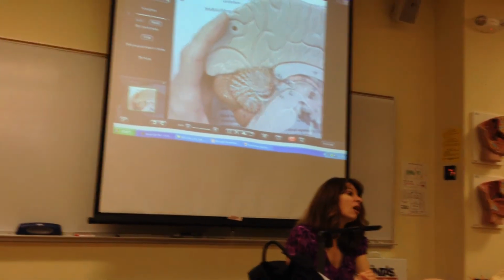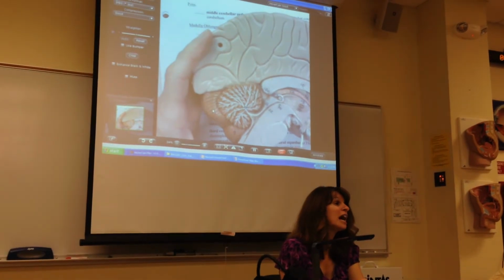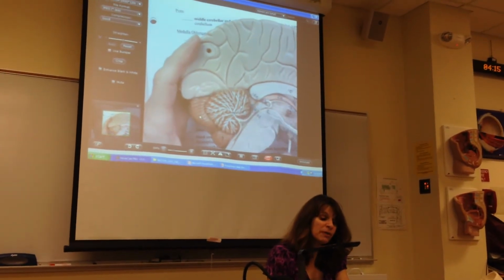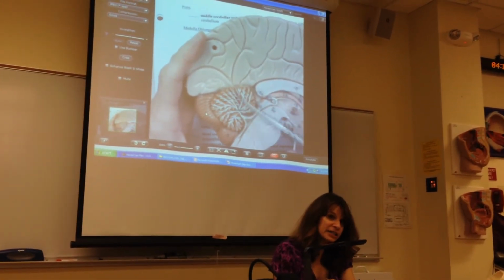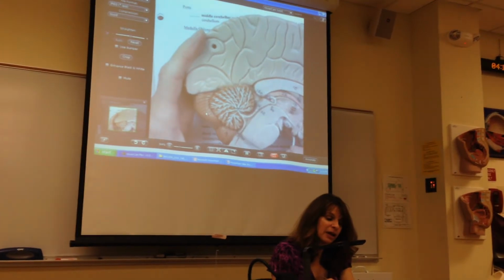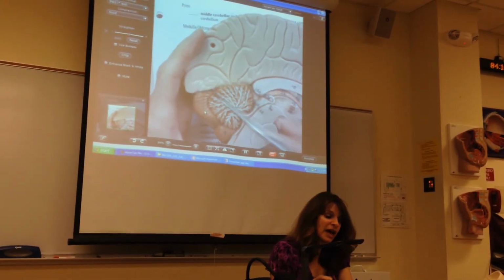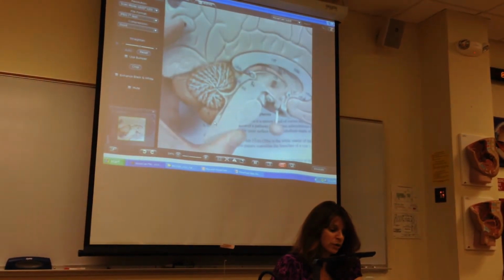The word for tree is arbor, right? Like Arbor Day, you're celebrating the trees, Mother Earth. Árbol in Spanish, right? We say tree. So the arbor vitae is this white matter that extends throughout the cerebellum. The darker beige matter around the edges, that is called the cerebellar cortex, or just cortex for short.